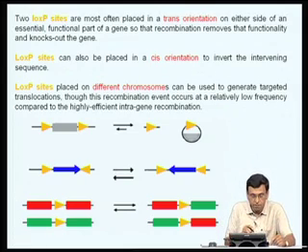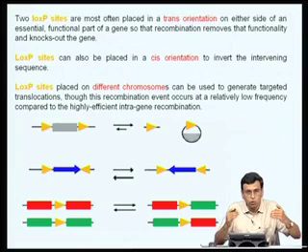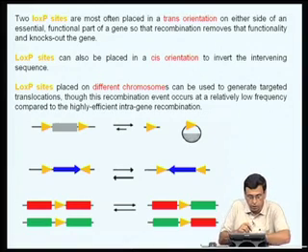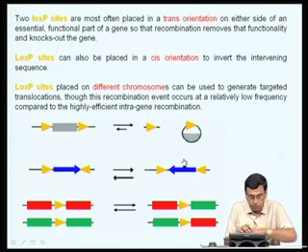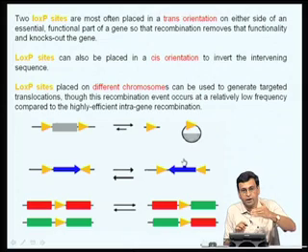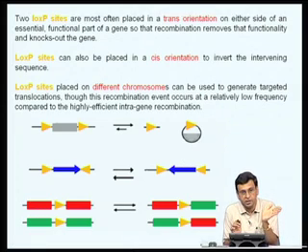On the contrary, if the LOXP sites are present in a cis orientation, that is they are in the opposite orientation, now when the Cre recombinase is expressed in such cells, it inverts the gene sequence. The gene which is present in 5' to 3' direction now gets inverted in the opposite direction.